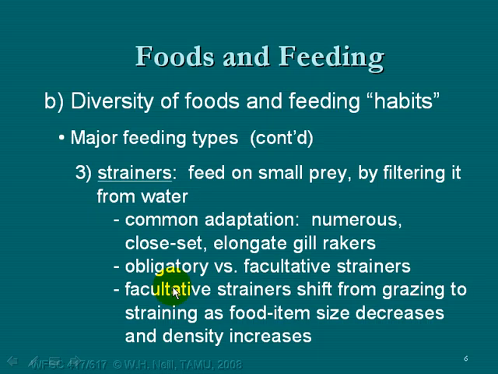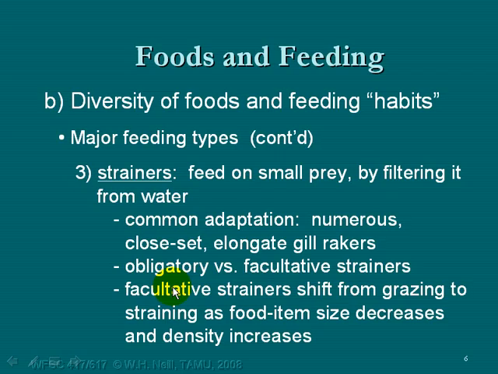Then there are facultative strainers. Facultative implies that you do it when it's to your advantage, but not when it's not to your advantage, as opposed to obligatory, which means you've got to do it. Everybody knows those words, right? Obligatory and facultative. And tunas are good facultative strainers.